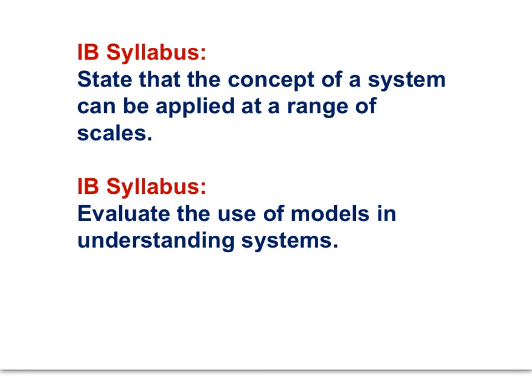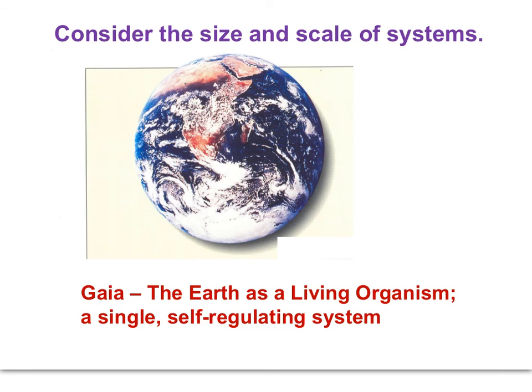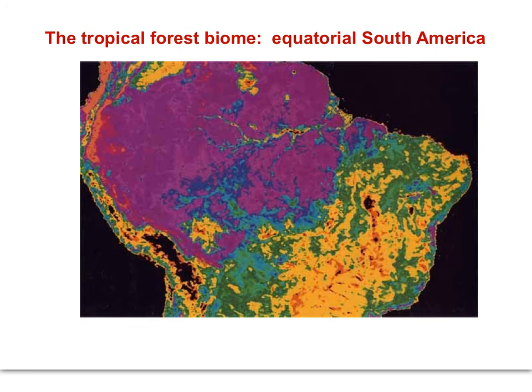And the last IB syllabus statement of the movie states that the concept of a system can be applied at a range of scales. The Earth as a whole can be considered a system, a large system. The tropical forest biome could be considered a system. A biome is a major global biotic community, such as a grassland or a desert, characterized chiefly by the dominant forms of plant life in the prevailing climate.